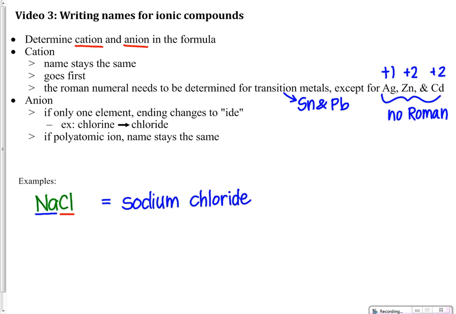On the next example, I'm going to give you this formula, SrS. Again, I want you to identify the positive and the negative parts of the compound. So Sr is the positive, that means S must be negative. Looking at this compound, Sr is strontium. So you'd go to the periodic table, find its name if you didn't know that one already, strontium. And S is a single element, sulfur. We're just going to take the ending and change it to ide. So instead of saying sulfur, we're going to say sulfide.